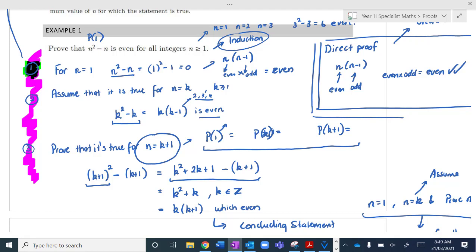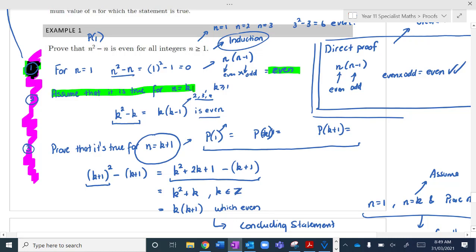And of course we can see that if I factorise that, we've got an even times an odd, which is an even. Okay, so we've shown that it's true for n equals 1. Now we have to say the words, assume that it is true for n equals k.